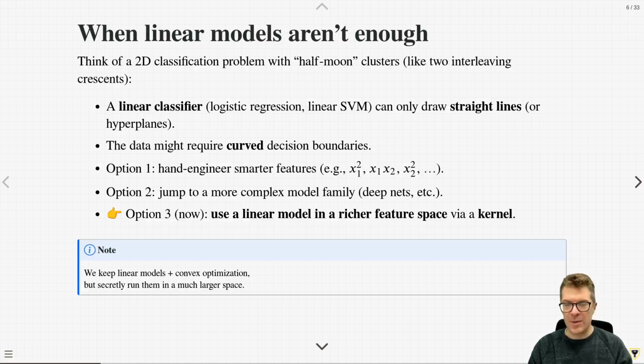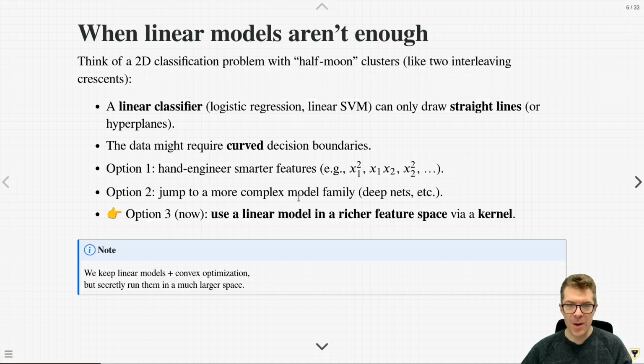So the data are going to be curved, and therefore we want the classifier to be able to have curved decision boundaries. So the first option is to hand engineer smarter features. So x1 squared, x1 times x2 kind of gets some nonlinearities that way. If we have some nonlinearities in the feature space, then hopefully those will somehow induce a linear decision boundary. We'll come back to this option in a future module also.